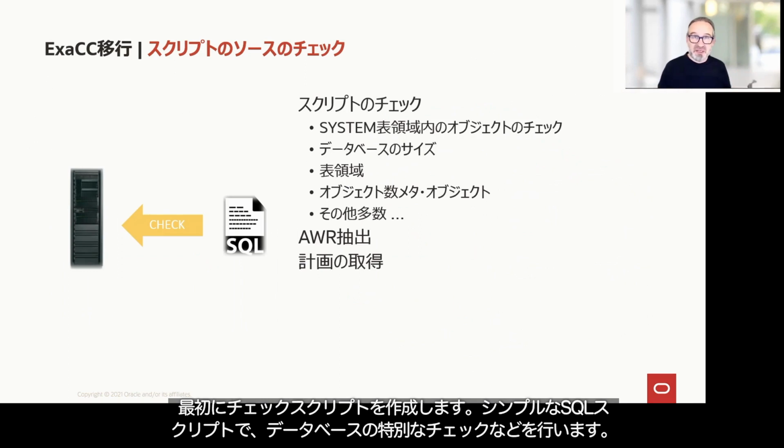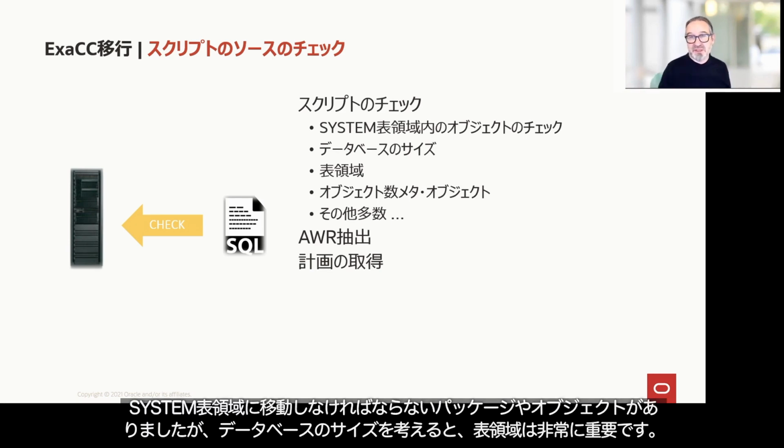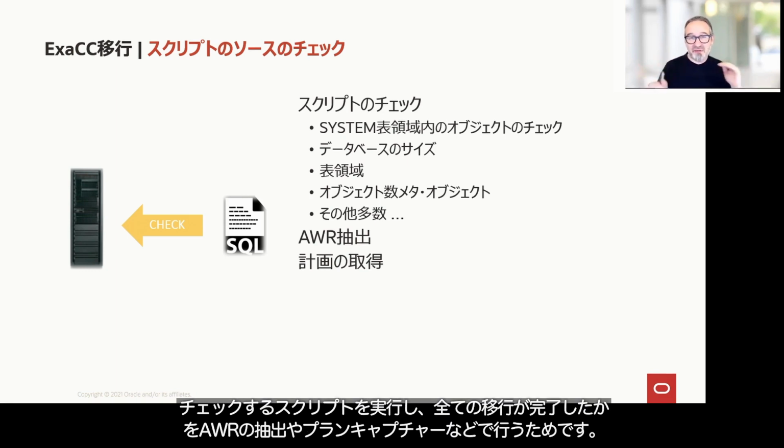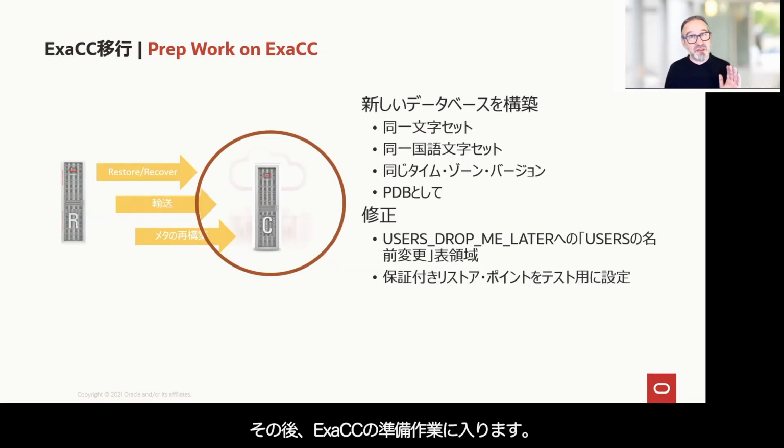So at first, we build up a check script, a simple SQL script, which does things like special checks on our database. We had packages in the system tablespace, which had to be moved out, or objects anyways, taking note of the size of the database, the tablespaces. Very important, I can tell you, the object count for meta objects, because if you have your entire database migrated over, it's good to run a check script comparing if everything is really there, doing an AWR extract, doing plan captures and such. Then preparation work on the ExaCC.